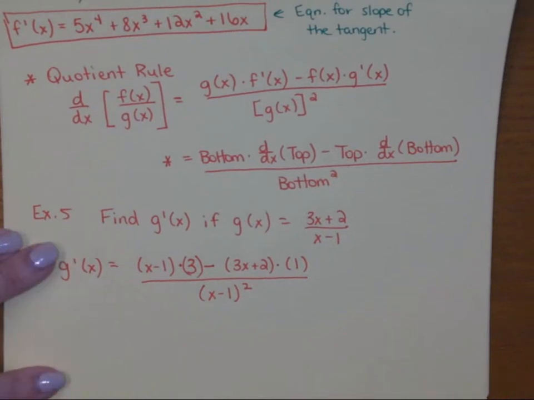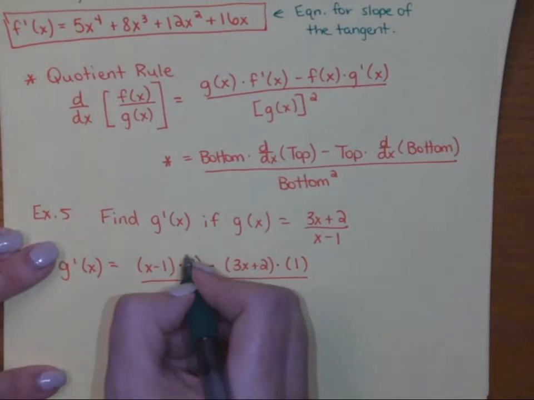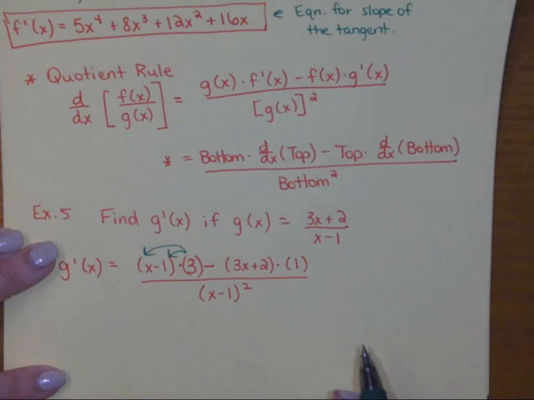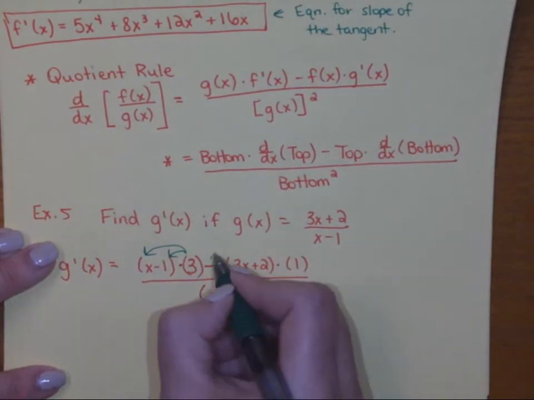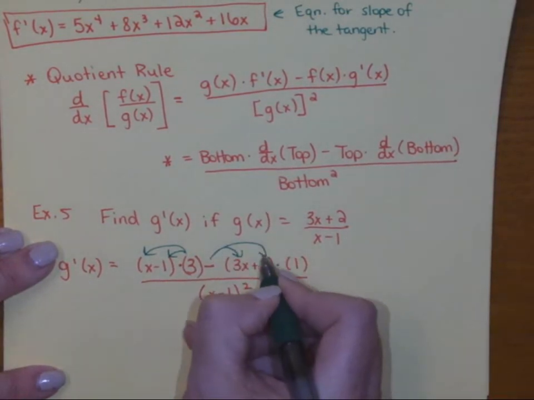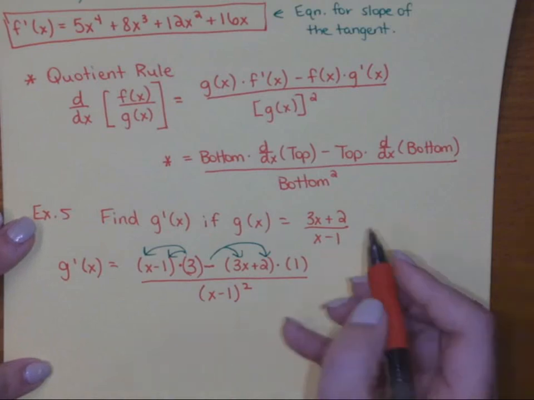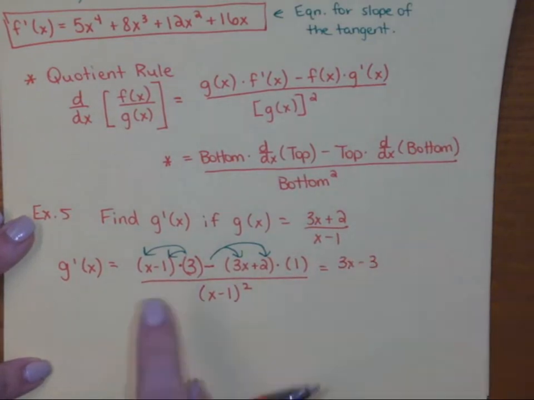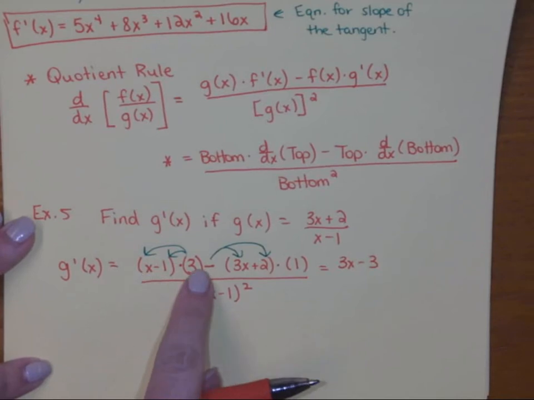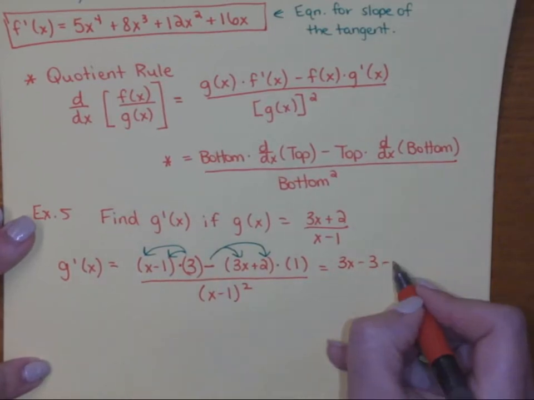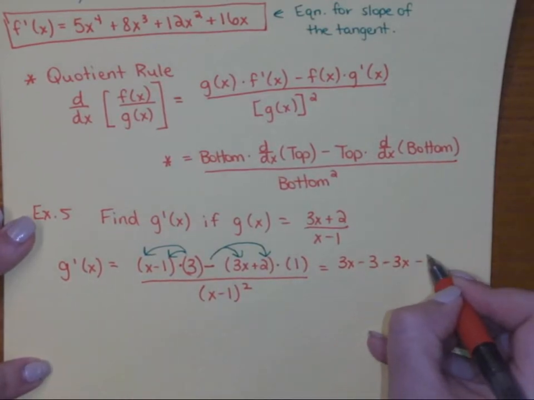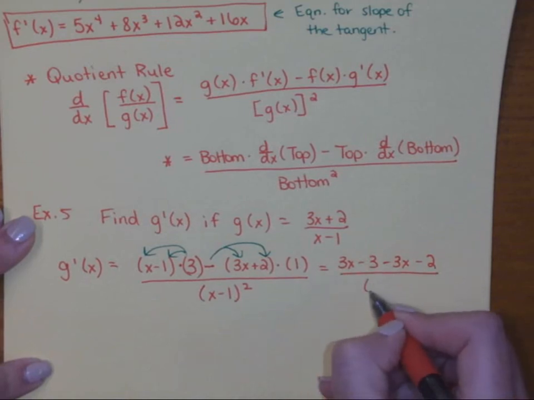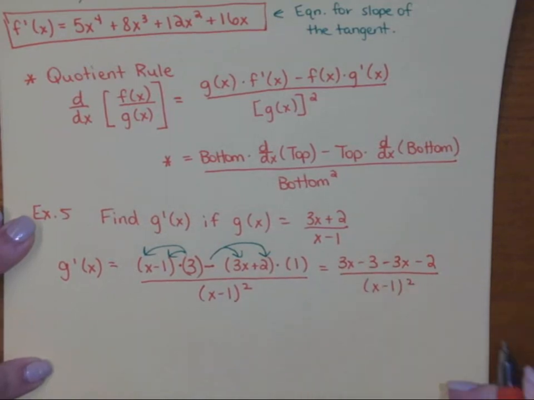Okay, so let's make sure we do distributive property. You will need to make sure this 3 goes to all of these things. This 1's not going to affect anything, but keep in mind this negative sign will. So if we do all of those things, we're going to get 3x minus 3 for this, right? 3 times x minus 3 times 1. And then here we're going to get minus 3x minus 2. And then over the bottom squared.